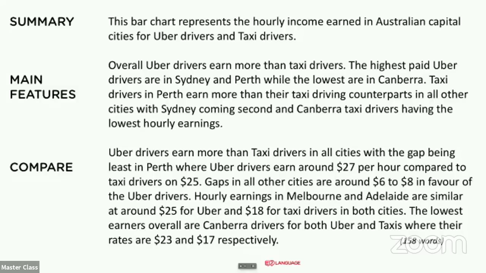Now I move into the comparison paragraph where I'll use data from the y-axis. Uber drivers earn more than taxi drivers in all cities, with the gap being least in Perth, where Uber drivers earn around $27 per hour compared to taxi drivers on $25. Gaps in all other cities are around $6 to $8 in favor of the Uber drivers. Hourly earnings in Melbourne and Adelaide are similar at around $25 for Uber and $18 for taxi drivers in both cities. The lowest earners overall are Canberra drivers for both Uber and taxis, where their rates are $23 and $17 respectively. That's 158 words. What do I do now?